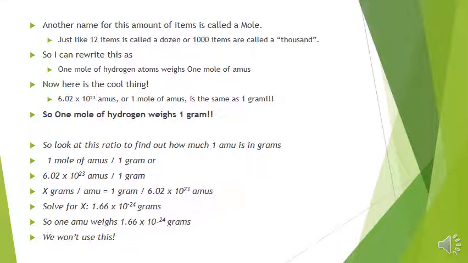I told you that number, 6.02 times 10 to the 23rd, is called a mole. So instead of writing 6.02 times 10 to the 23rd hydrogen atoms weighs 6.02 times 10 to the 23rd AMUs, you can see how hard that is to say, I'm just going to replace all that number with the name 1 mole. Now here's a cool thing. Hope you got that. Instead of writing all those zeros out, I just use the word mole.